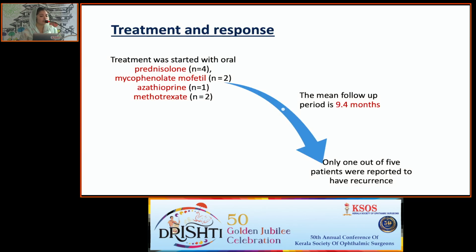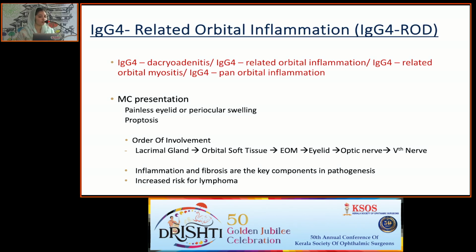Treatment and response. Treatment was started with oral prednisolone, mycophenolate mofetil, azathioprine, and methotrexate. The mean follow-up period is 9.4 months, and only 1 out of the 5 patients was reported to have recurrence. IgG4 related orbital inflammation. The most common presentation was painless eyelid or periocular swelling and proptosis. The order of involvement: lacrimal gland, followed by orbital soft tissue, extraocular muscles, eyelid, optic nerve, and the trigeminal nerve. Inflammation and fibrosis are the key components in the pathogenesis, and there is an increased risk for lymphoma in patients with IgG4 related orbital inflammation.